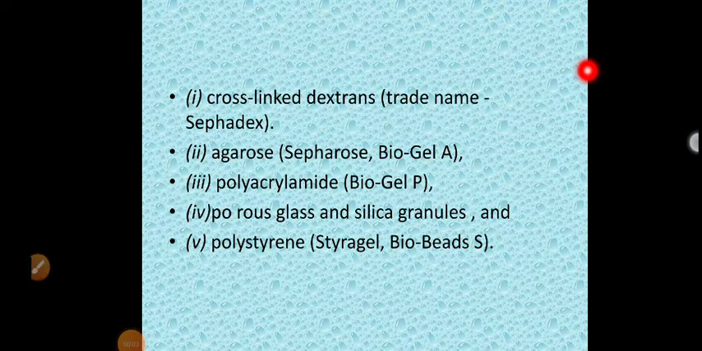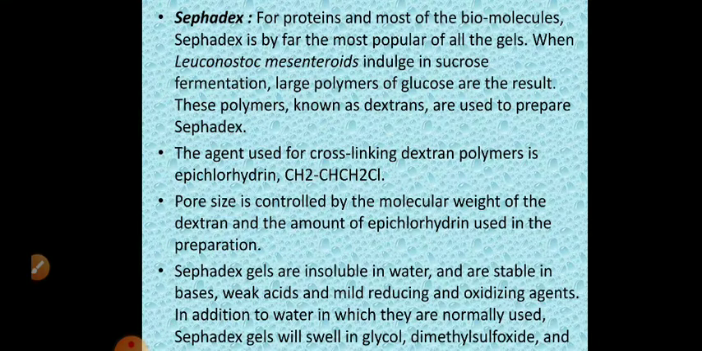In the last presentation, we discussed gel filtration chromatography. What is the principle and what are the different types of gels? Cross-linked dextran, which is available in the market by the name Sephadex. Then agarose gel, available mostly by the name Sepharose. Polyacrylamide gel, porous glass beads, and polystyrene or Styragel. These are the different types of gel that can be used to perform gel permeation chromatography.